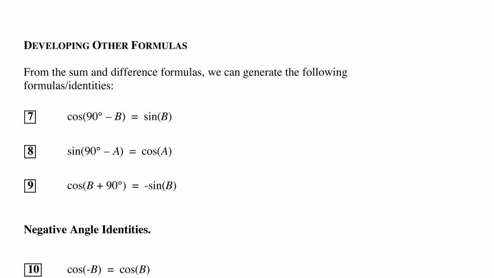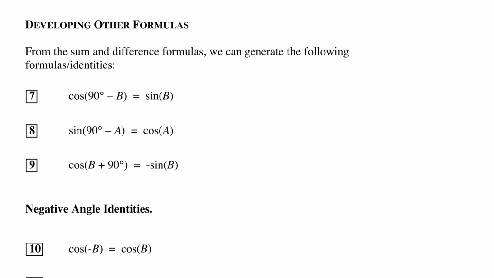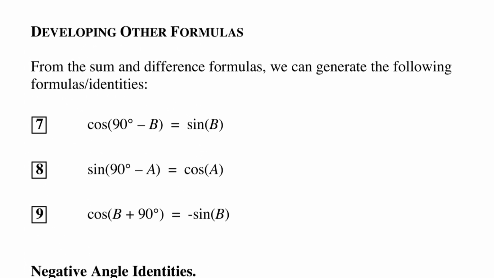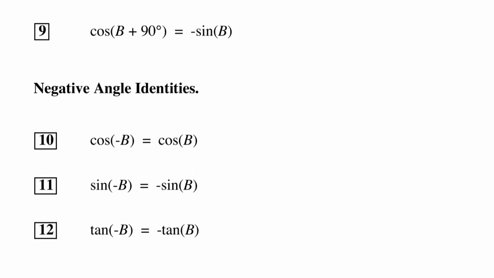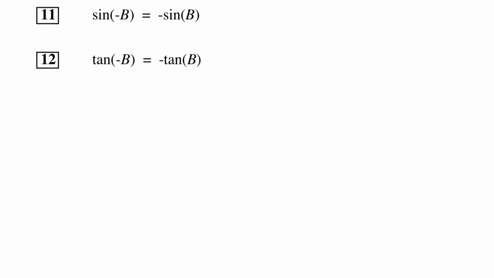Okay. Now, we can use the sum and difference formulas to develop a lot of other formulas, including numbers 7, 8, and 9 that you see here: the cosine of a difference with 90 degrees, or the cosine of a sum, or the sine of a difference or sum of 90 degrees. We can also generate what are called negative angle identities. These include cosine of negative B, sine of negative B, and tangent of negative B. All of these identities can be generated using either the sine or cosine of a sum or difference.